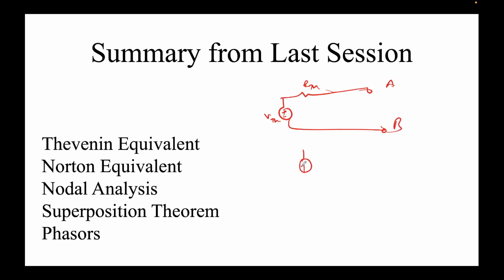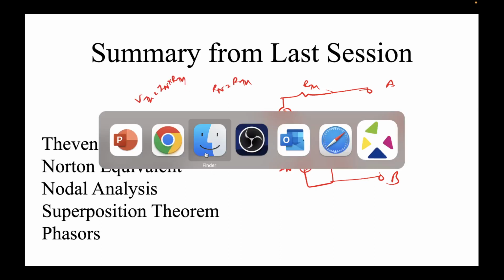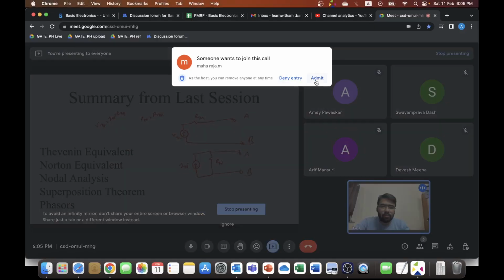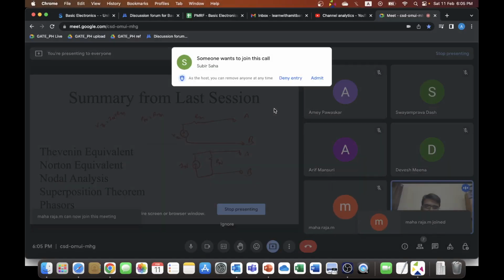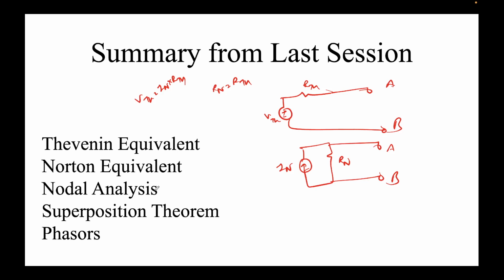Correspondingly, you can also get a Norton equivalent, which is IN and RN, where RN was equal to RTH, and we also saw that VTH is IN times RTH. You can play with them based on your requirement, which one suits you better. And finally, we also solved a few problems using nodal analysis.